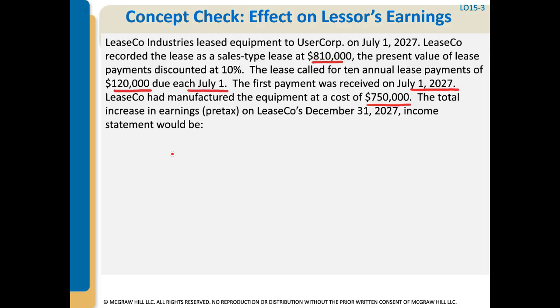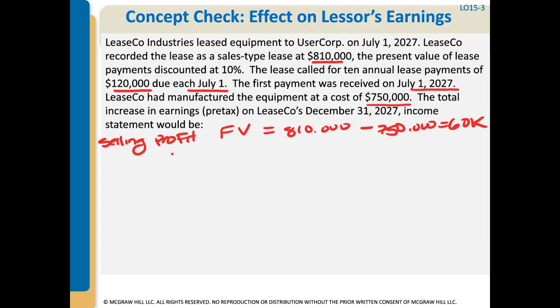There are two things going on here. One is the selling profit, because it tells us that the fair value, which is the present value of the lease payments, is $810,000, and we know that the cost is $750,000, and so our selling profit is going to be $60,000. So that's step one of what impacts the income statement.